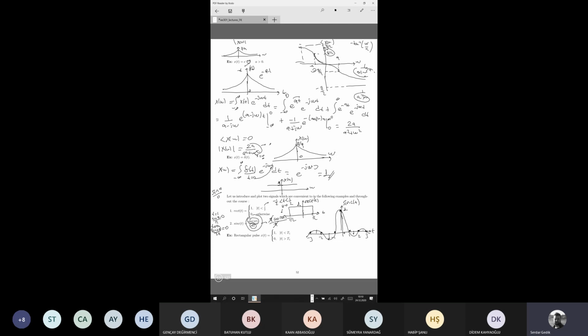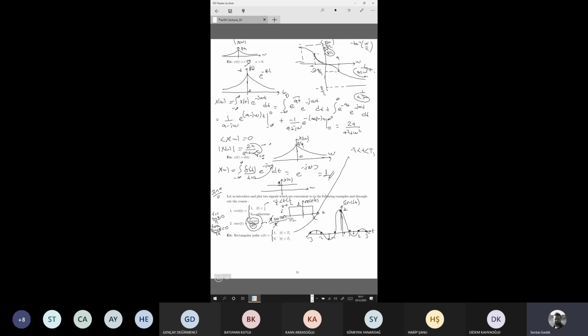Well, these rect(t) and sinc(t) are important, so we'll clarify this with an example. Let's start with the rectangular pulse. What does it tell you? It is 1 for absolute t smaller than t1, and it is 0 elsewhere. So let me write it here: minus t1 smaller than t smaller than t1.